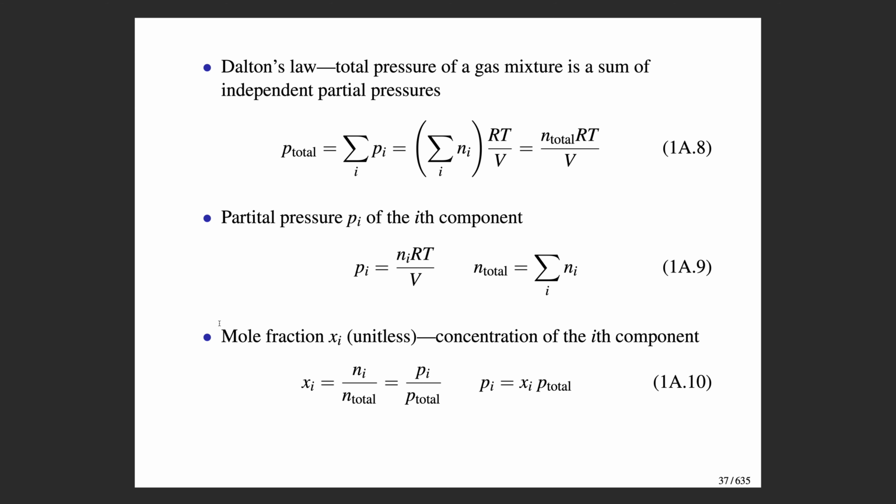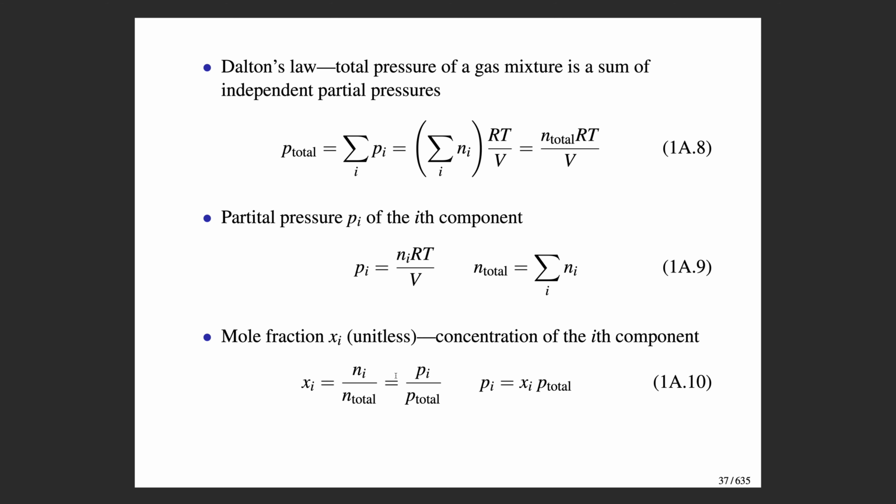We will also introduce here a quantity called the mole fraction, which is a concentration unit. It's unitless, and the mole fraction is frequently used for gaseous mixtures. So you take the number of moles of component i and divide it by the total number of moles of gas that you have. If you make various substitutions, you can also write the mole fraction as the partial pressure of the ith gas component divided by the total pressure of the gas.